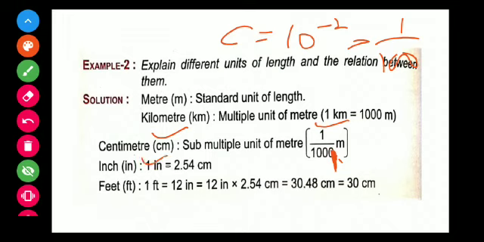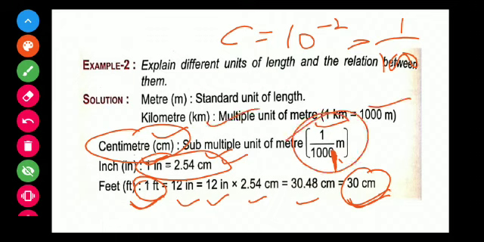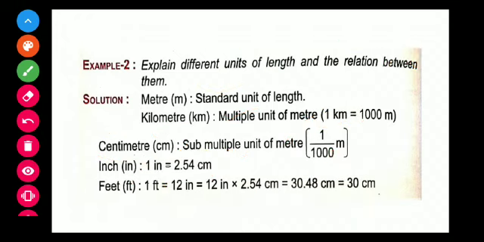1 inch is equal to 2.54 centimeter, and 1 feet is equal to 30 centimeter, because 1 feet contains 12 inch and 1 inch contains 2.54 centimeter. Therefore 12 inch contain 30.48 centimeter, that is about 30 centimeter. 1 centimeter is equal to 1 by 100 meter, and 1 kilometer is equal to 1000 meter, and meter is the SI unit of length. Thank you, students.